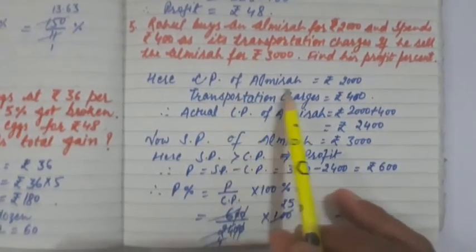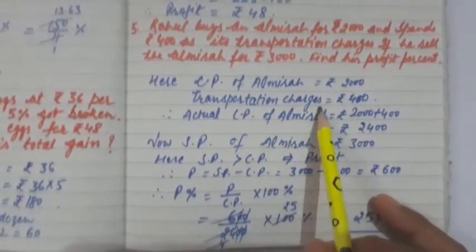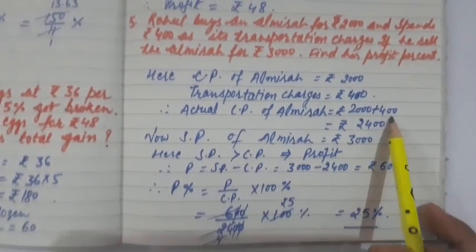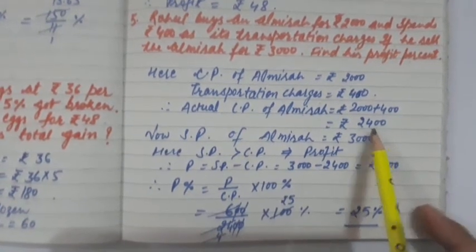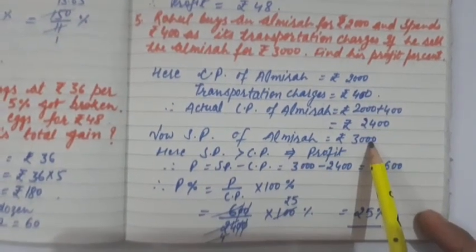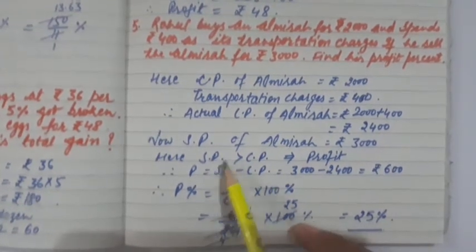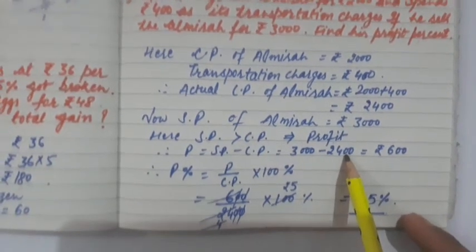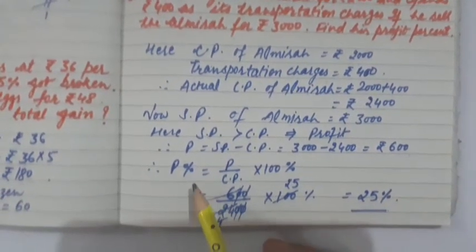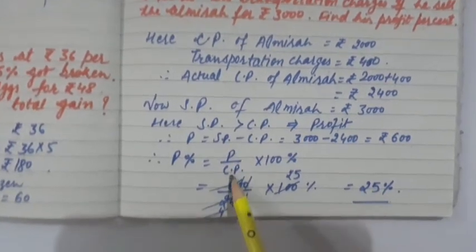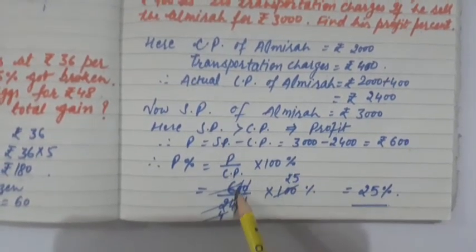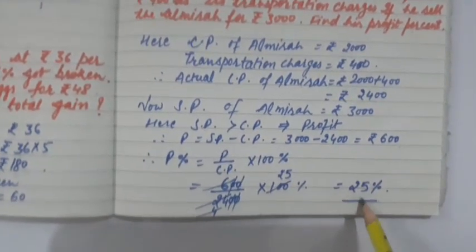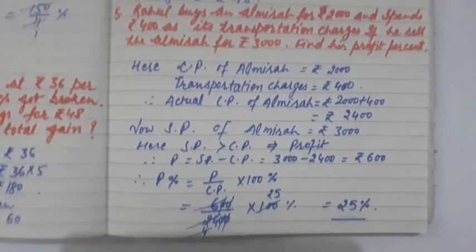Firstly, the CP of the Almira is equal to 2000. Transport charges are 400 rupees. Therefore the actual CP becomes 2000 plus 400, that is 2400. The SP of the Almira is given, that is 3000. It means as SP is greater than CP, he has a profit, and profit is equal to 3000 minus 2400, which is equal to 600. Therefore profit percent is equal to profit upon CP into 100%, which is 600 upon 2400 into 100, and the answer becomes 25%. In this way you have to solve this exercise.